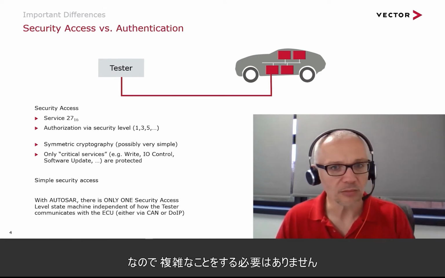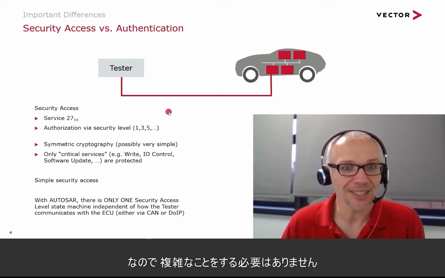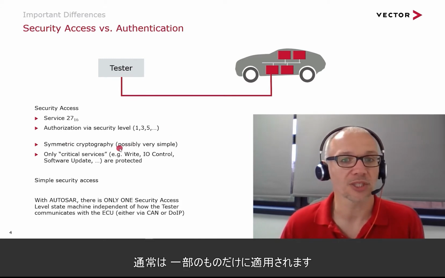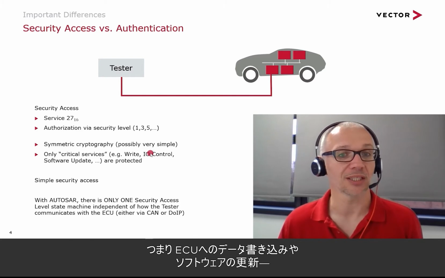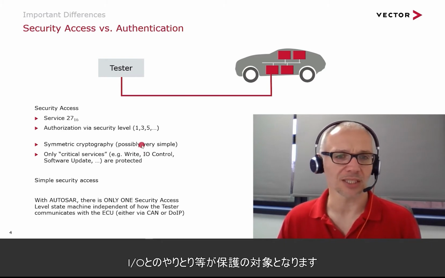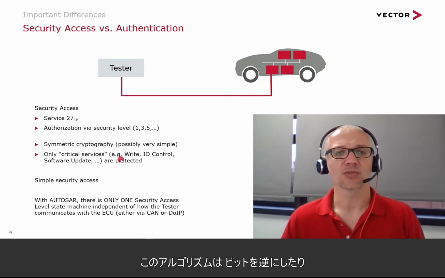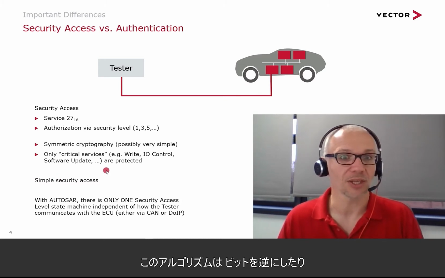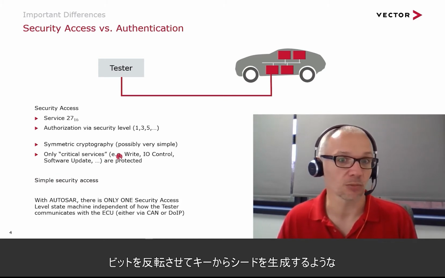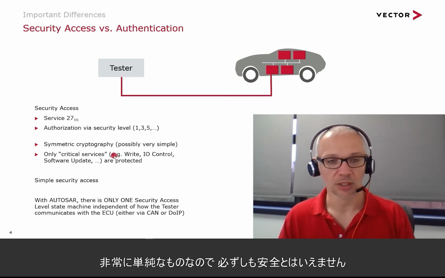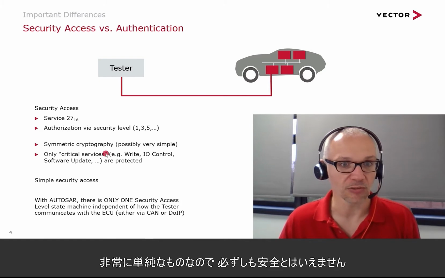So this doesn't have to be complicated, and typically this is only applied to a selection of things. So maybe writing data to ECUs, maybe doing software update, interacting with I/O. These are the things that are protected. It's simple. It's not really very secure necessarily, because this algorithm could be very simple, like reverse the bits or flip the bits to generate a seed from a key.